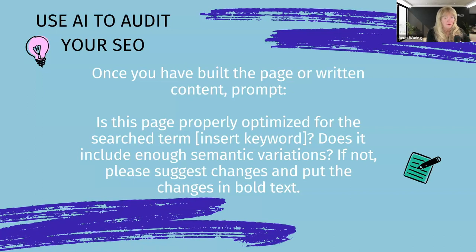A lot of people say, oh, I don't want to do that. They say not to put your URL identifying information in. But the thing is, ChatGPT and Bard are connected to the internet already. So they already have your URL. So if you want to drop a URL in and ask these questions, there's really not a lot of risk. So here's a prompt that you can ask: is this page properly optimized for the search term? And then insert the term that you're trying to optimize that page for. And then ask, does it include enough semantic variations? And if not, please suggest changes and put those changes in bold. So that way it's easy to read, it's easy to see. And you can use this on any of your pages and your content, the things that you're putting out there, and it will analyze it for you. It saves a lot of time.